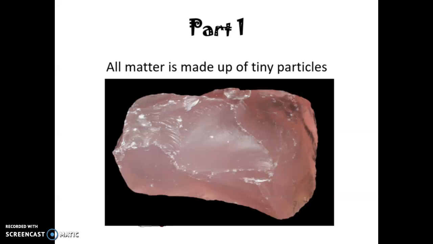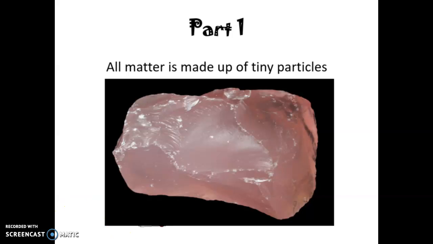Part number 1 of the particle theory is that all matter is made up of tiny particles. Those tiny particles, which we know are atoms: everything that you see, everything that you breathe, everything that you feel is made up of these tiny particles. You are made up of these tiny particles. Make sure you write down in that first line on your sheet, all matter is made up of tiny particles. And this picture here is a picture of a quartz crystal, also made up of tiny particles because everything is made of tiny particles.